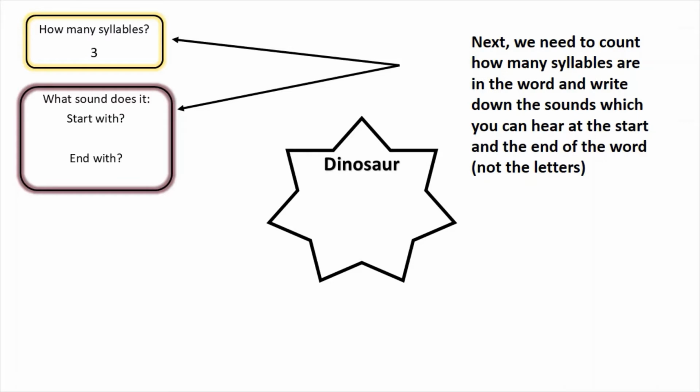Next, you want to think about the sounds that you can hear at the start of the word and the end of the word. Remember, this might not always necessarily be the letters that are written at the start and the end of the word, but the sounds that you can hear. So for dinosaur, the start sound would be D, and the end sound would be R.